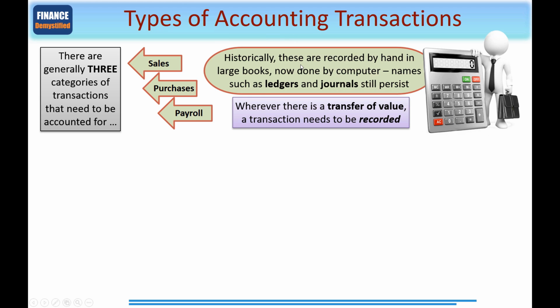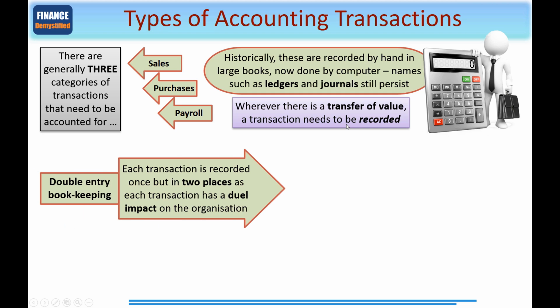Now, historically, these three categories were recorded by hand in large books. These days, of course, they're done by computer. However, names such as ledgers and journals from those old times still persist. So get used to these phrases, even though they'll be carried out in a digital form. And in terms of accounting transactions, wherever there is a transfer of value, a transaction needs to be recorded. We'll see how that happens.